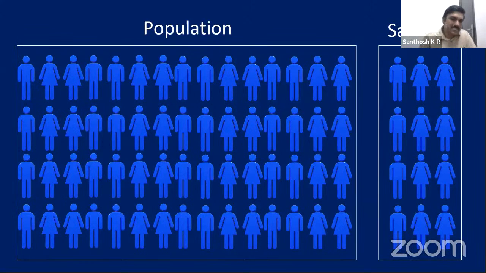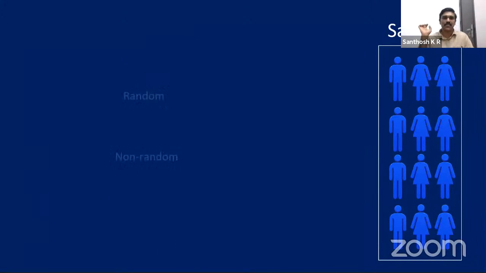Okay. Now everybody knows what is population and what is sample. Sample is a part of the population. There are two different types of sampling. We already know that, but I cannot proceed without mentioning these things here. Okay, so keep that in mind.